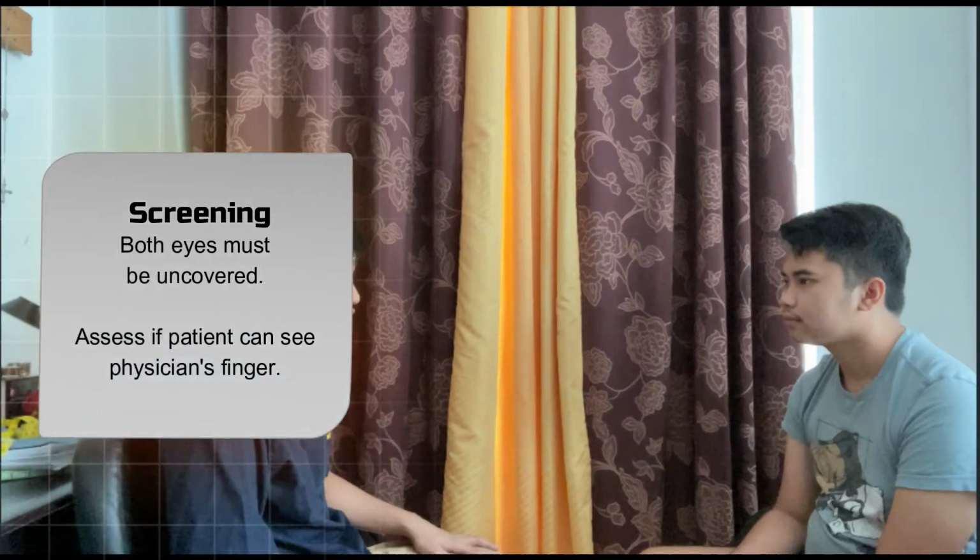To do the screening test, both eyes must be uncovered first and the physician should assess if the patient can see the physician's finger located on the inferonasal, inferotemporal, superonasal, and superotemporal regions. Make sure the patient is focused on your face. Let the patient cover the left eye and focus on your face. Examiner should close his right eye to use the visual field of the left as basis.